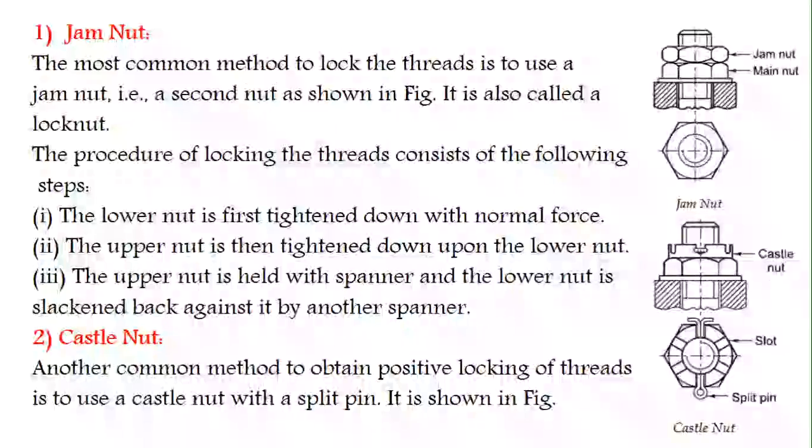The split pin has a looped head on one side. The two ends at the other side can be separated and bent back over the cylindrical portion of the castle nut. The castle nut is extensively used for joints that are subjected to vibrations. They are popular in the automobile industry.